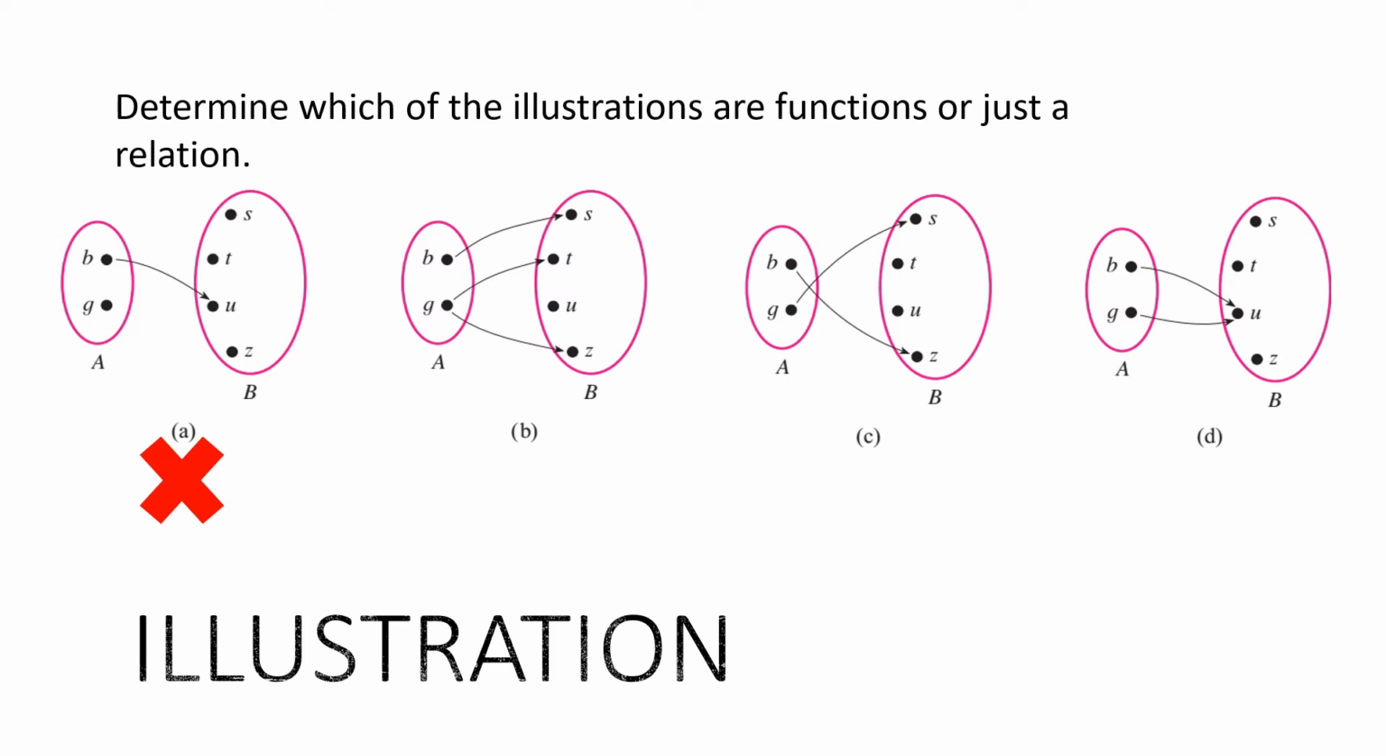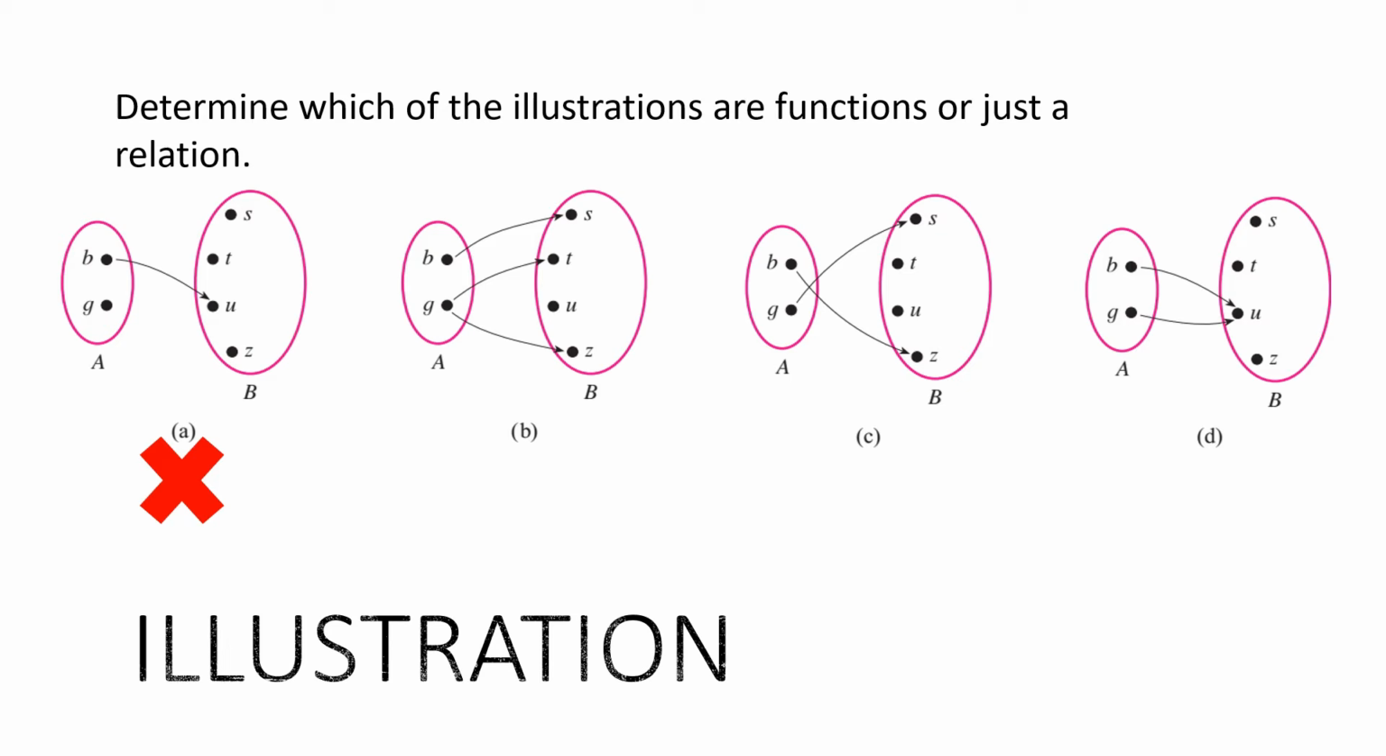This is not a function. Now, what makes this diagram violate the definition of function? Because of this element G. Why? Because this element G has no corresponding element in the set B. By definition of function, every element in the set A has only one element in the set B.